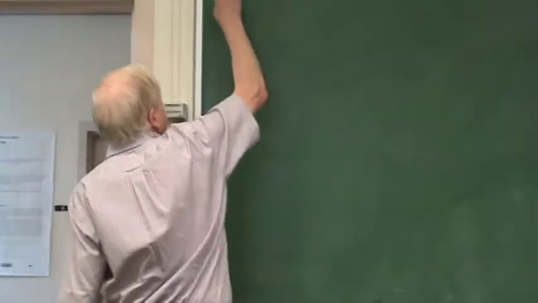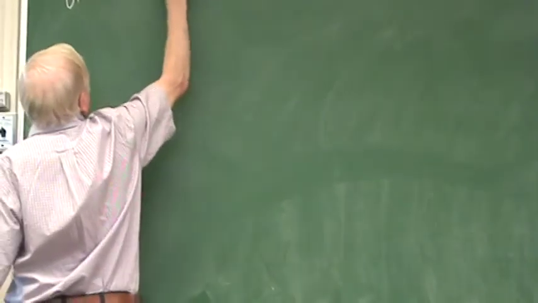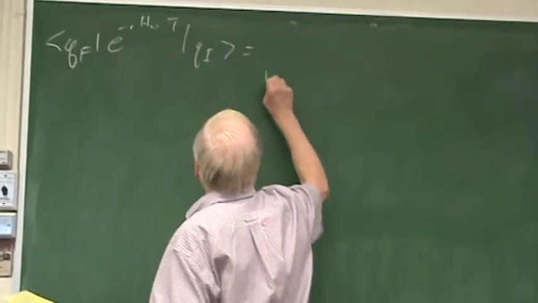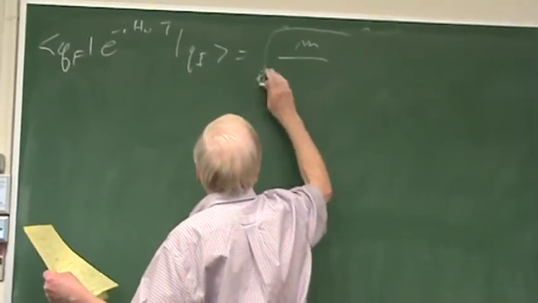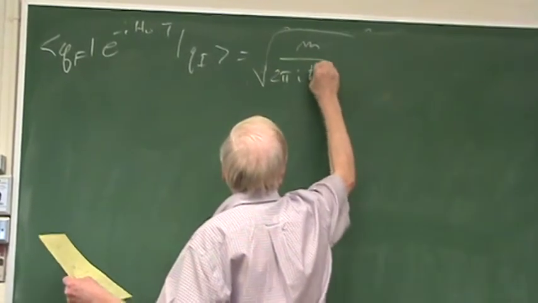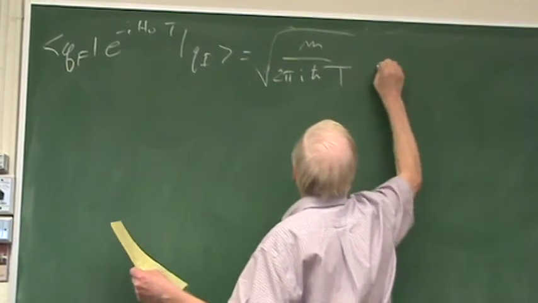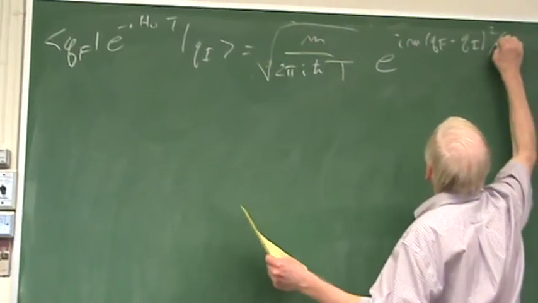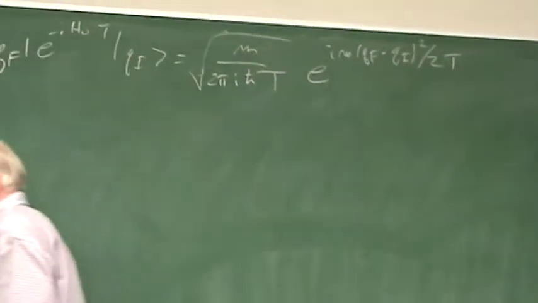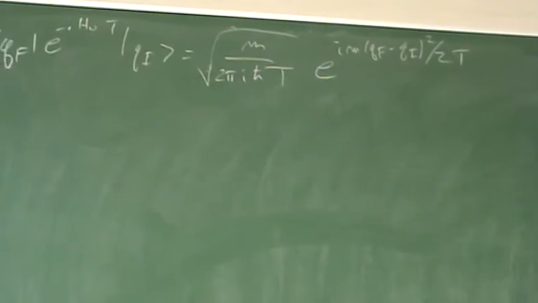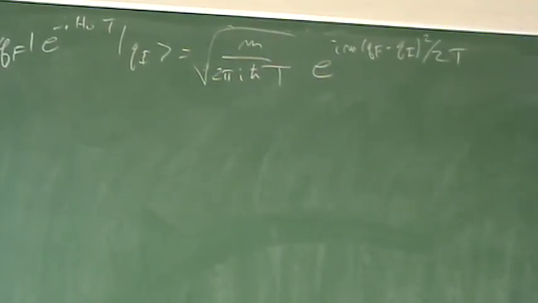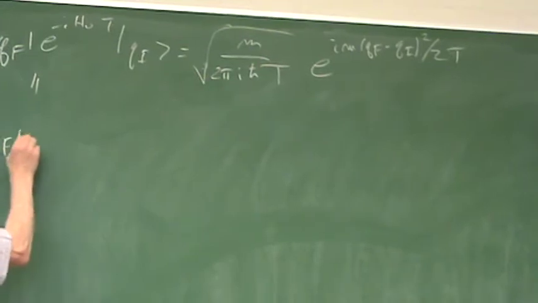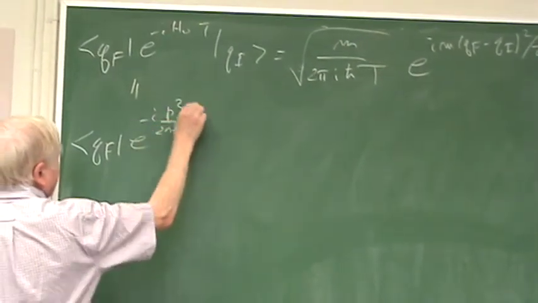Let me write down our guess: <qf| e^(-i H0 T) |qi> is the square root of m over 2 pi i h bar T times e^(i m (qf minus qi) squared over 2 big T). Now, we can verify that this is exactly right just by using ordinary quantum mechanics. Namely, this thing is actually <qf| e^(-i T P squared over 2m) |qi>.